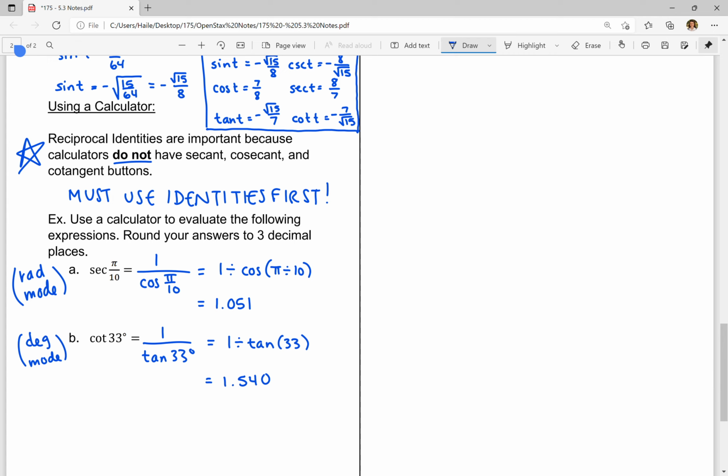Make sure to practice these in your calculator because I can't really show you that on a video lecture. As you're working through these notes, have your calculator out and try to press these buttons as I'm walking you through them. Okay, that concludes 5.3.